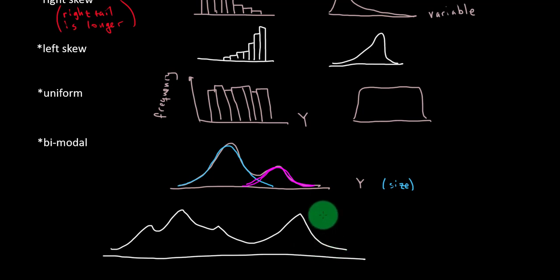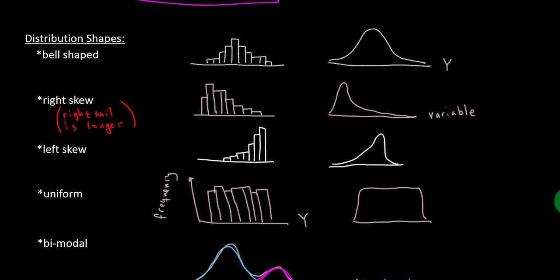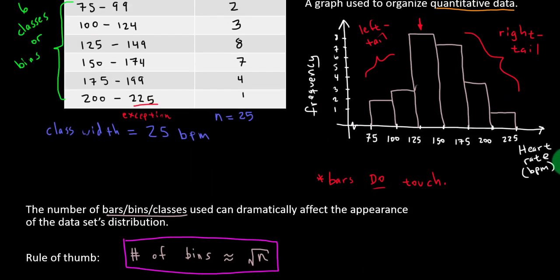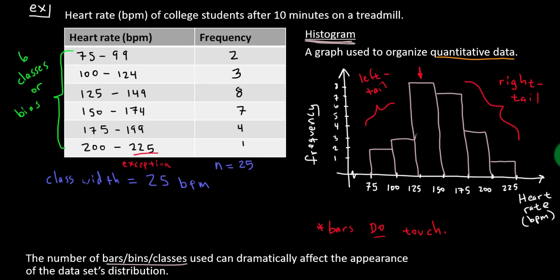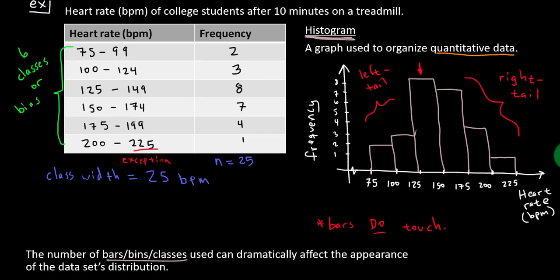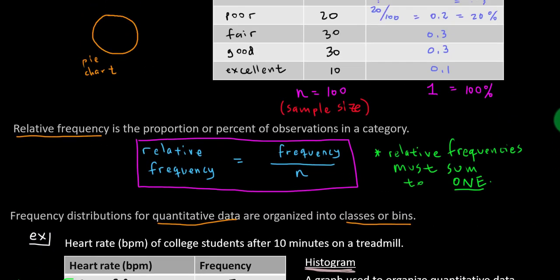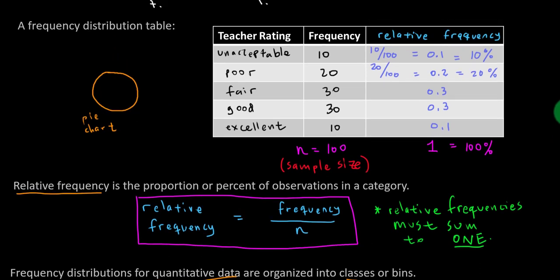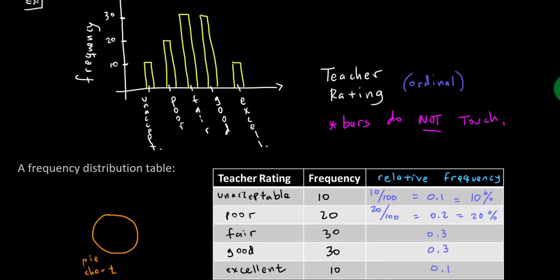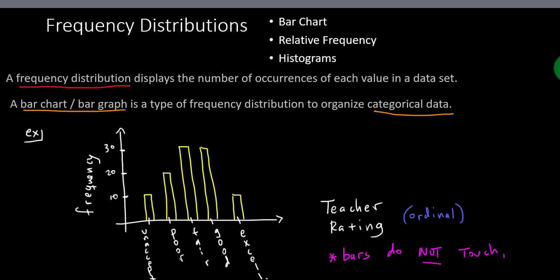Okay, well that's going to sum it up for this video. Hopefully it was cool for you. We've talked about different distribution shapes, histograms, and frequency distribution tables for both categorical and quantitative data, relative frequency, and bar charts. So it was a good time.